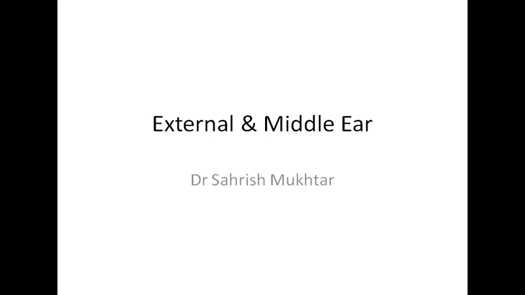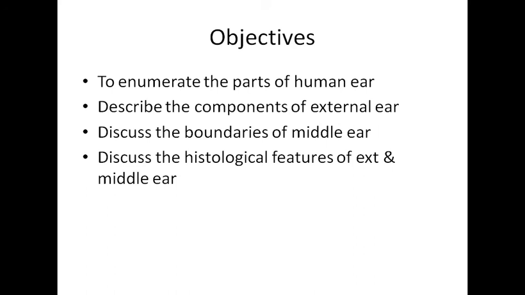So today I'm here with the lecture on gross anatomy and histological features of the external and middle ear. These are the objectives of today's lecture. We'll be looking at how many parts the human ear has been divided into, the components of the external ear, the boundaries and contents of the middle ear, and the histological features of these two sections. The inner ear will be discussed in a separate lecture, right?